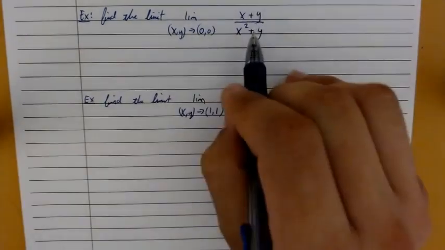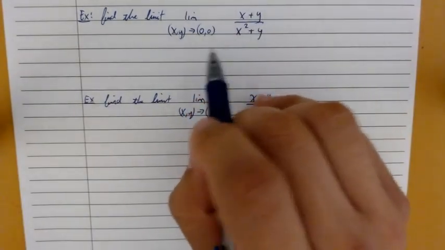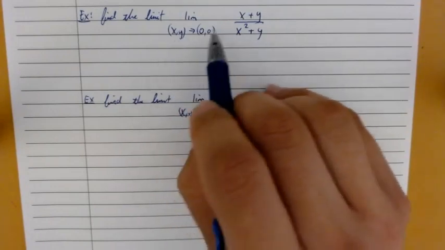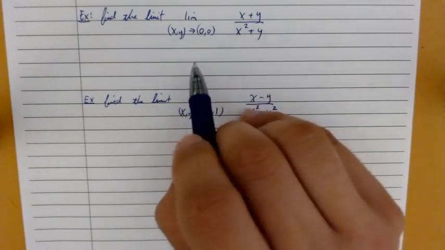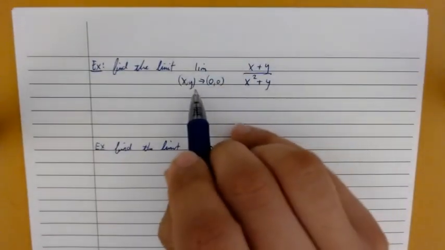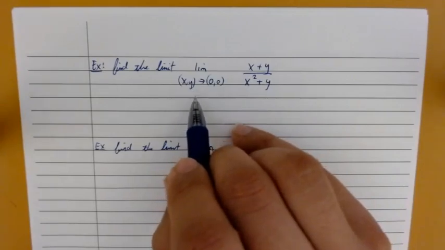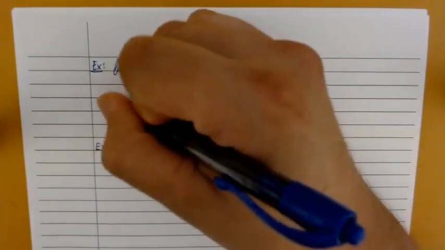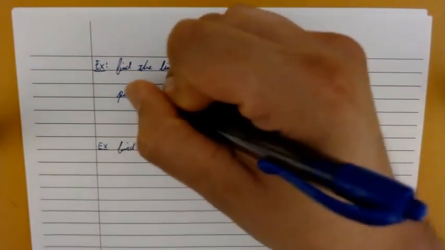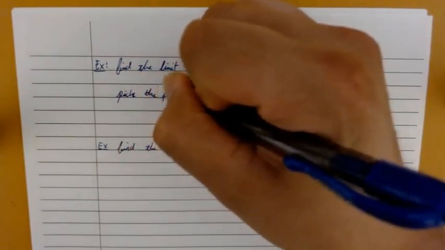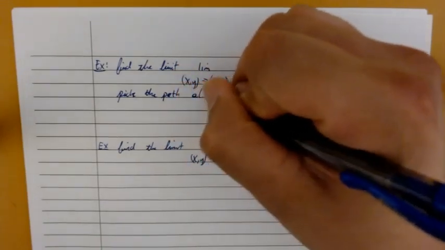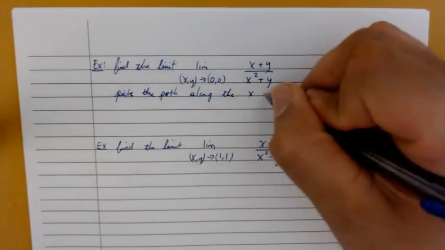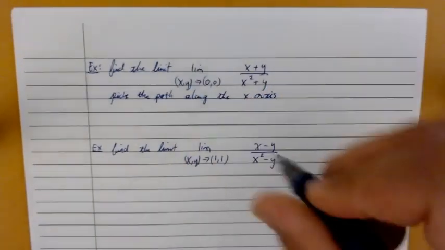So let's try it. Usually when I pick a path to try, I try going along one of the axes. If those don't work, then I'll pick something like x equals y, or whatever I might come up with. But here, let's try along the x-axis, where y is equal to 0.